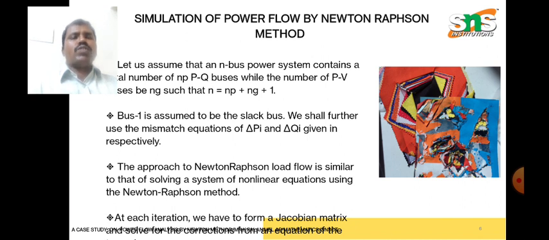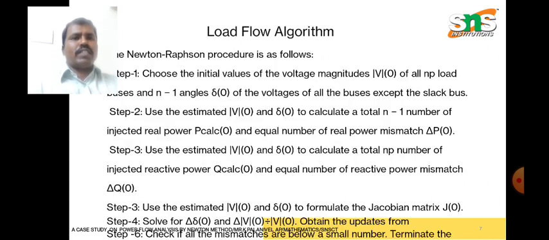The approach of Newton's method load flow is similar to that of solving a system of nonlinear equations using Newton's method. At each iteration we have to form Jacobian matrices. The load flow algorithm is given in step 1, step 2, and steps 3, 4, 5 and 6, which are the load flow algorithm.